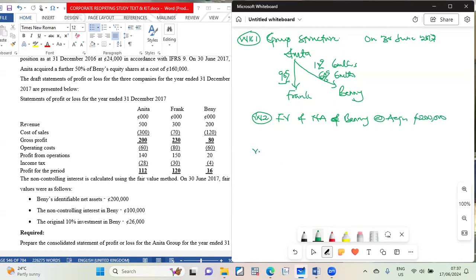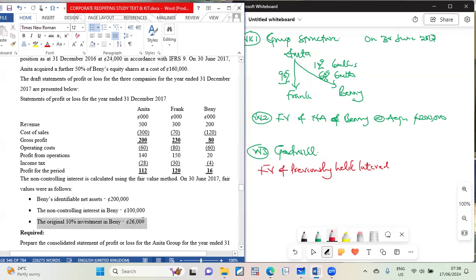But step 3 would normally have been our goodwill, which the question says we should do. So let's do the goodwill. How do we do that? Fair value of previously held interest. And don't forget, we are doing this at the acquisition date. Fair value of the previously held interest. They are now telling us that the original 10% is now what? 26,000.